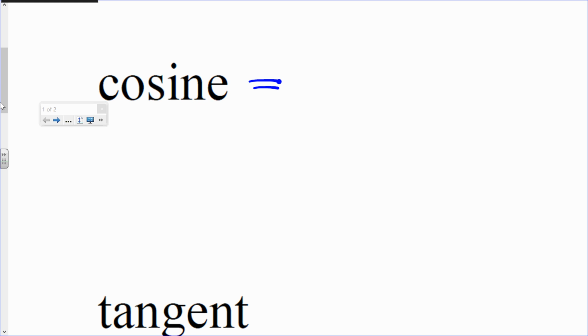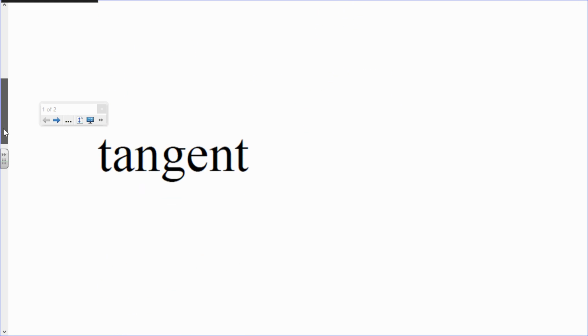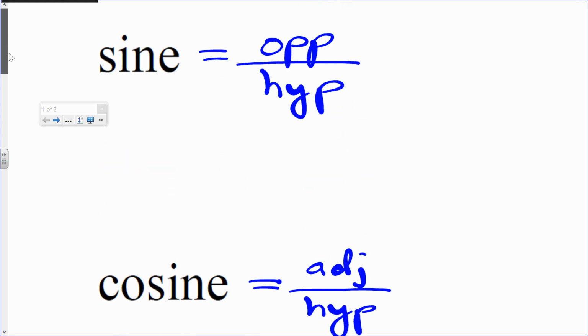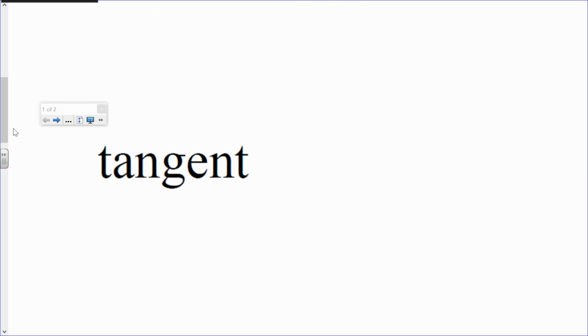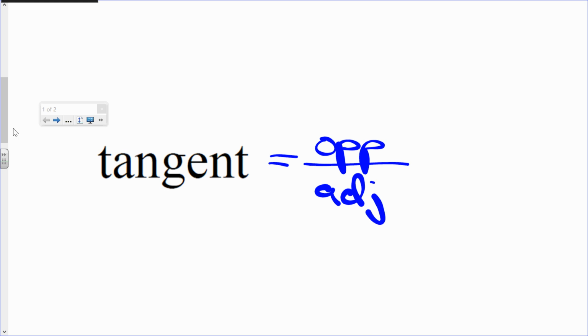Cosine. Someone besides Miss Reyes. Jason will write it up for me. Thank you. Opposite over adjacent, for which one? Tangent. Thank you. So the first three are review. Adjacent over hypotenuse for cosine, and then like Florida said, opposite, OPP over ADJ, for tangent.